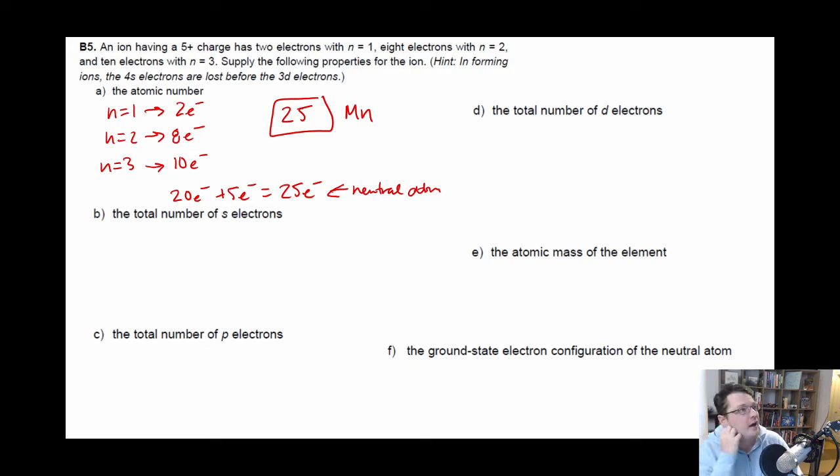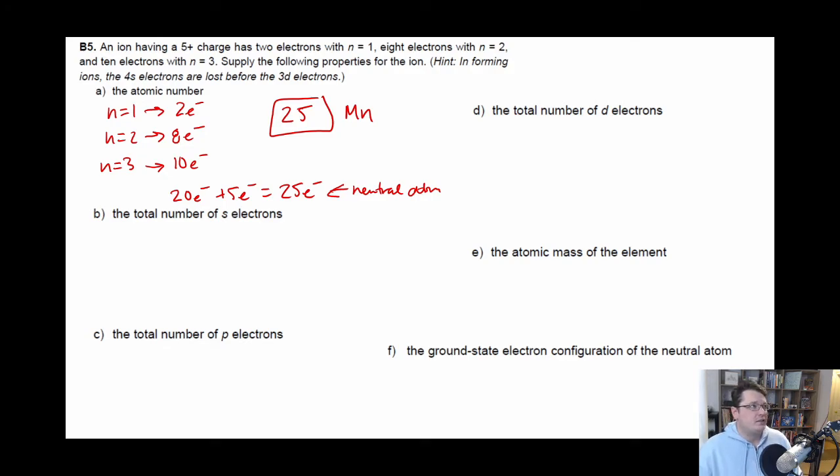And so that's the process there: you can just add up all the electrons, and we know we have a 5+ charge. It doesn't matter where the electrons reside, however many are in the n equals 1, 2, or 3 levels. For figuring out the atomic number, all we have to do is simply add up how many electrons we have in total, or we're supposed to have for the neutral atom.